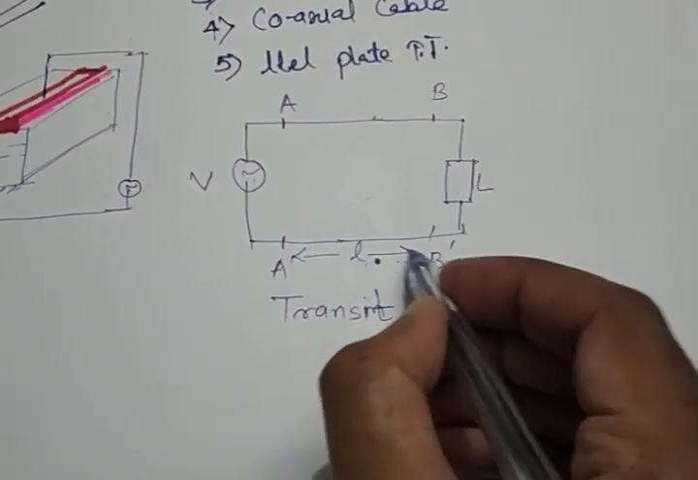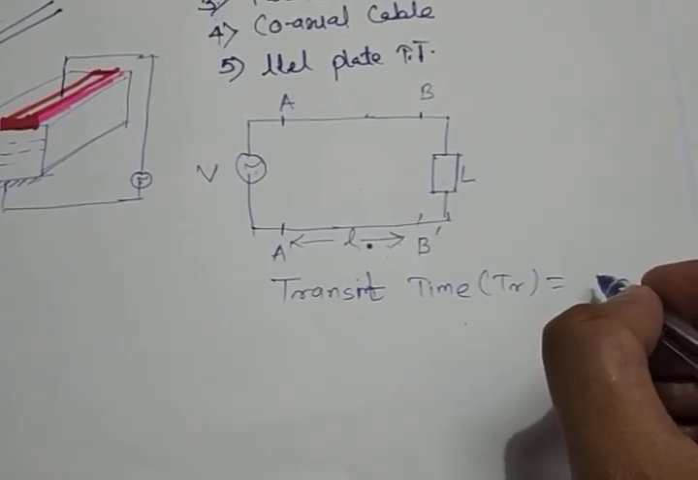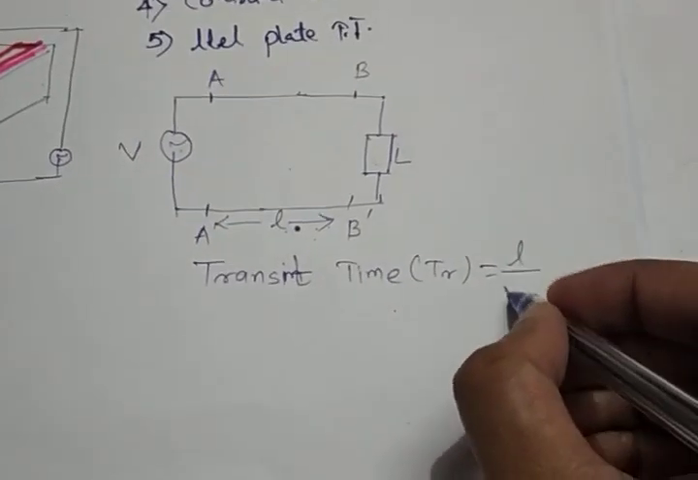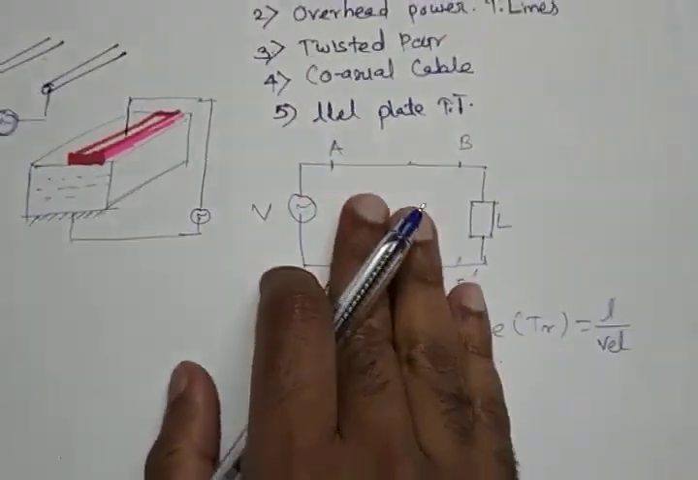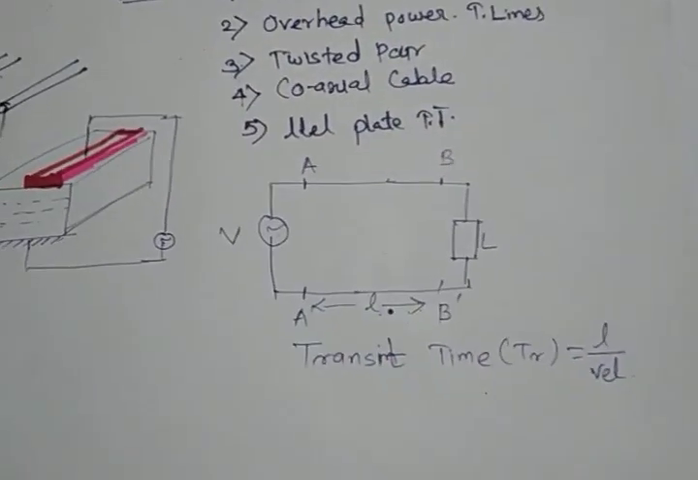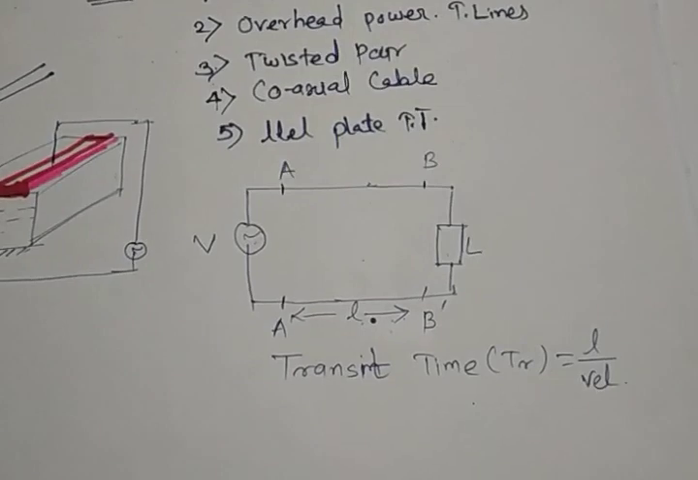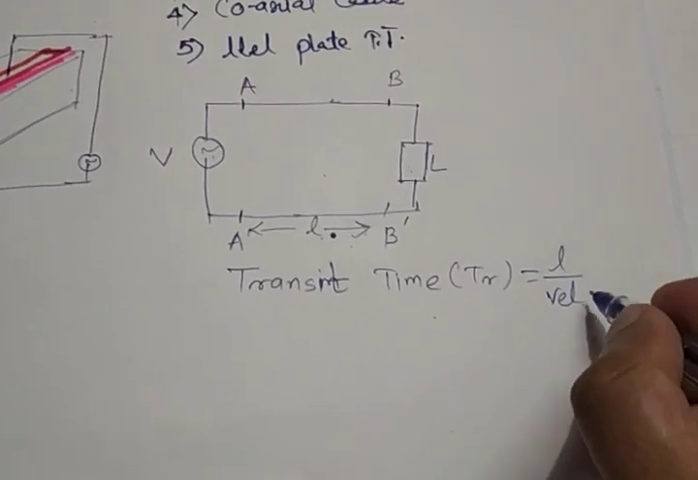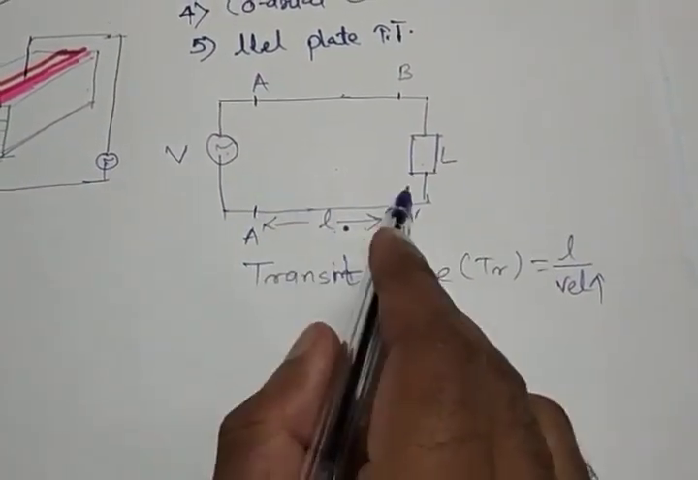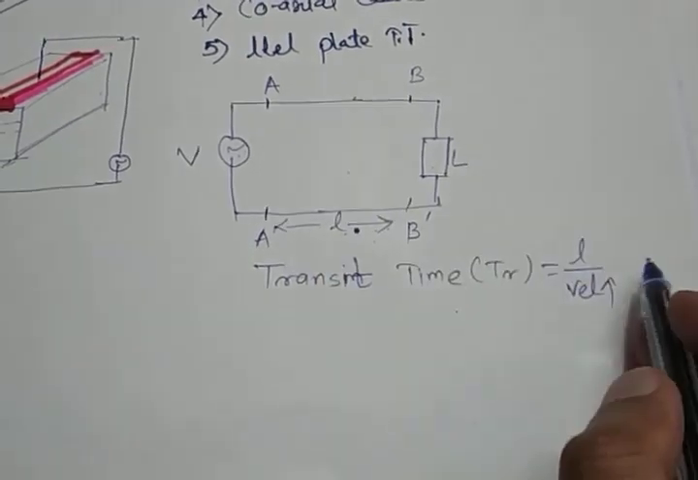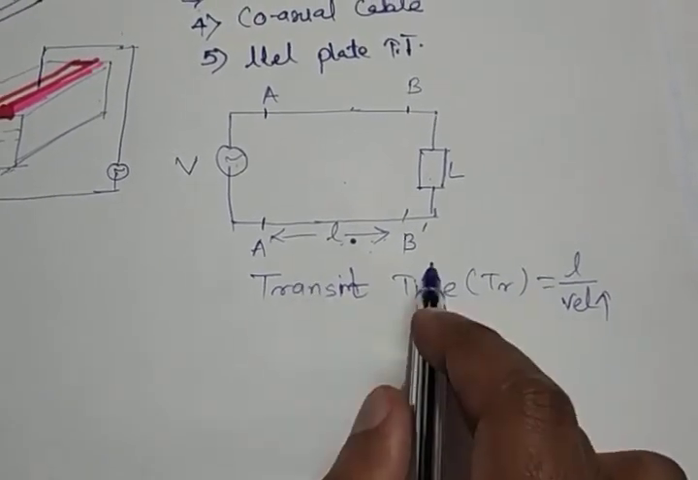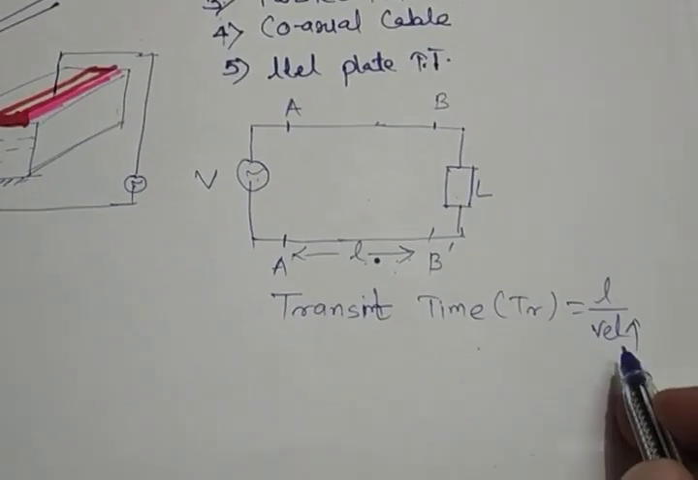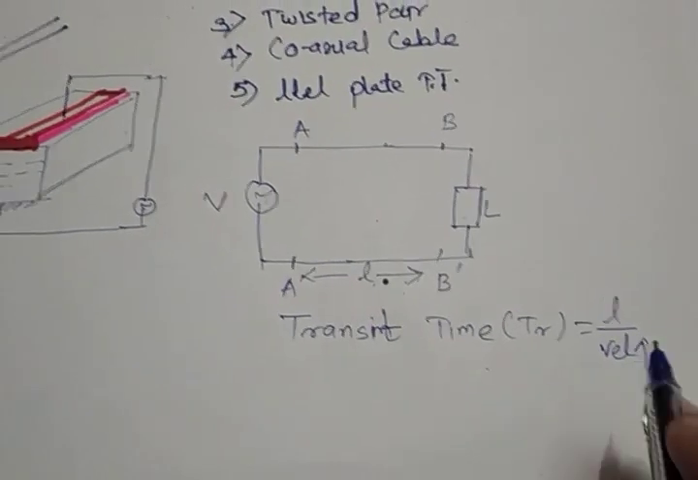Say if L is the length, it will be directly related to L, and inversely proportional to the velocity of the wave. Inside the wire, the wave does not travel at the speed of light. Certainly there will be less speed associated with the wave inside the wire. If velocity increases, it takes less time to cover the distance. If velocity decreases, it takes more time. So transit time is directly proportional to length L and inversely proportional to the velocity.